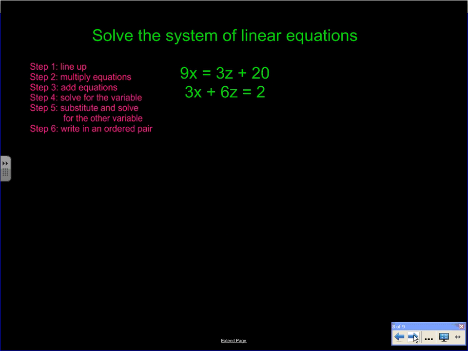Okay, I've got a problem here. I want you to go ahead and try that. See if you can go through all 6 steps to solve that out. When you get finished, unpause the video and check your solution. I'm going to work through that now.